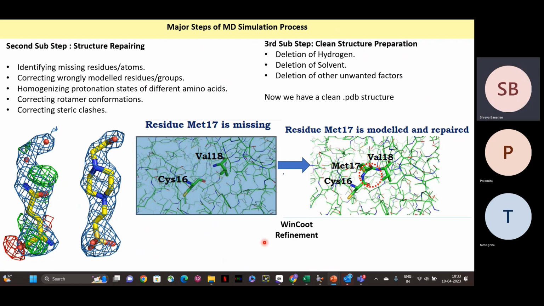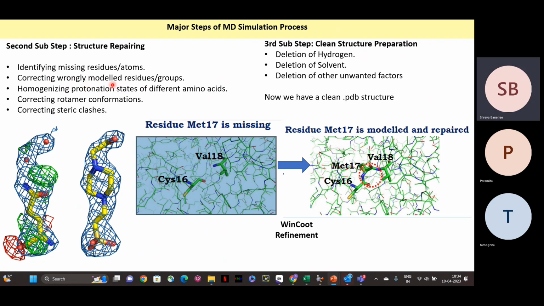Using Wynkoop, which we discussed in the previous class, this structure can be refined to find out which residue can fit in this space. And it was found that methionine is fitting the best at the 17th vacant space. So the structure was improved by identifying and inserting this missing residue.